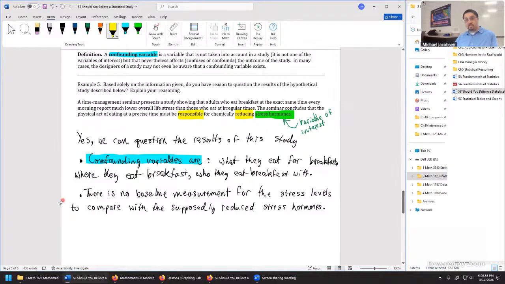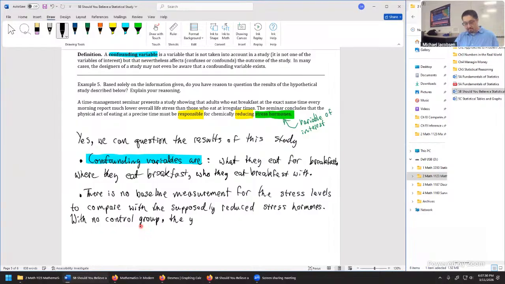And I feel like this is kind of what this is targeting. If there's no control, there's no statement of cause and effect. So let's put that in there as well, just to go along with the statement. With no control group, even though they didn't say cause and effect in what they wrote out here, they're implying it. They're saying eating breakfast at the same time is responsible for or is causing a reduction in stress hormones, but there's no experiment whatsoever.